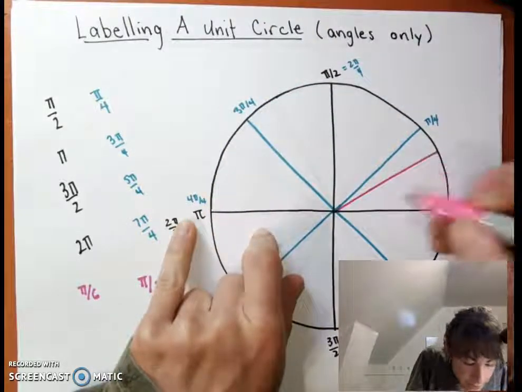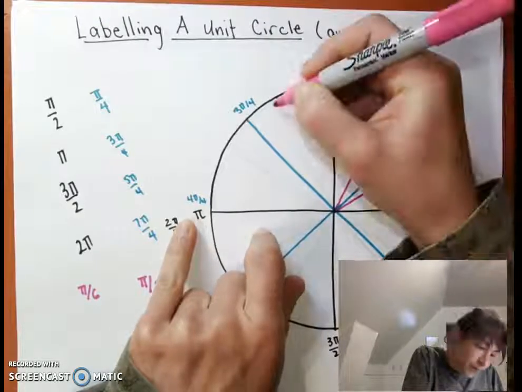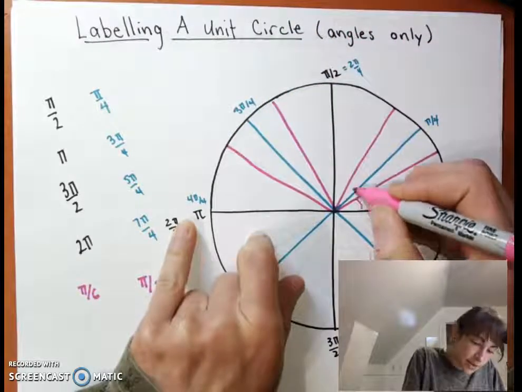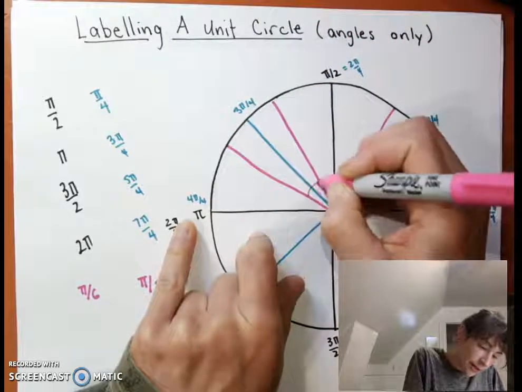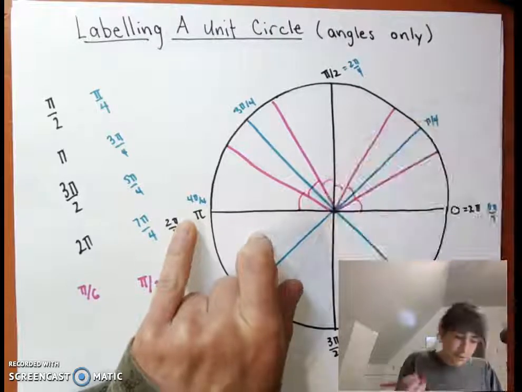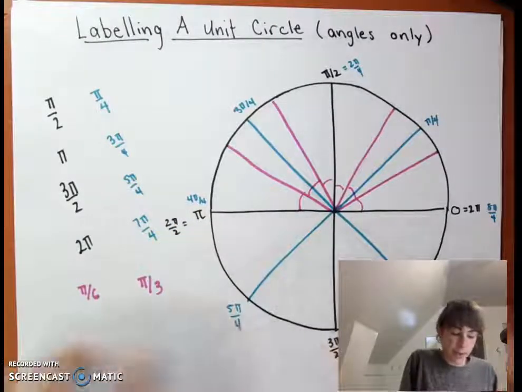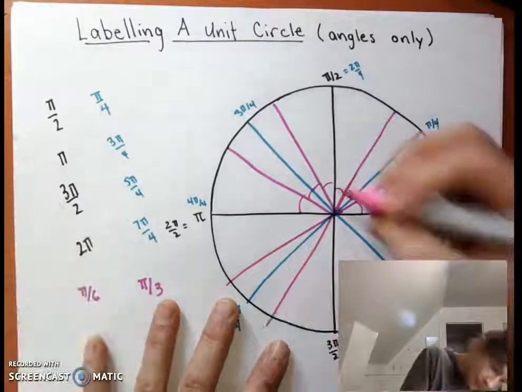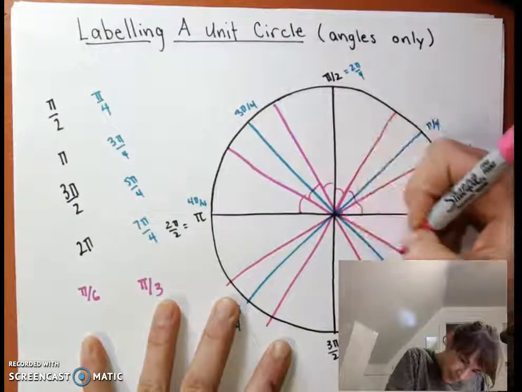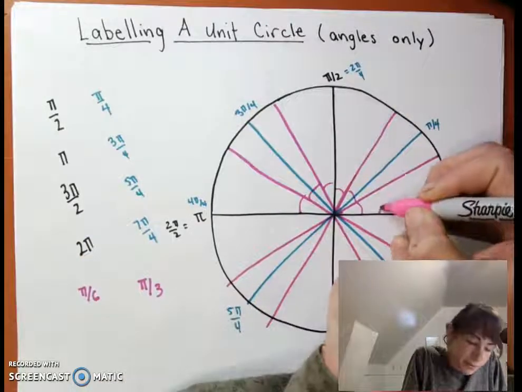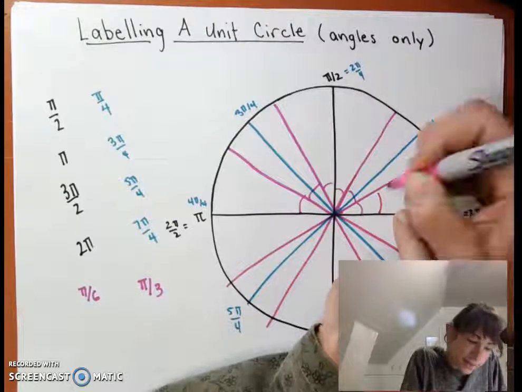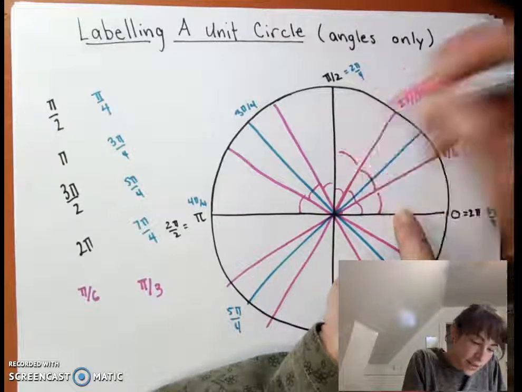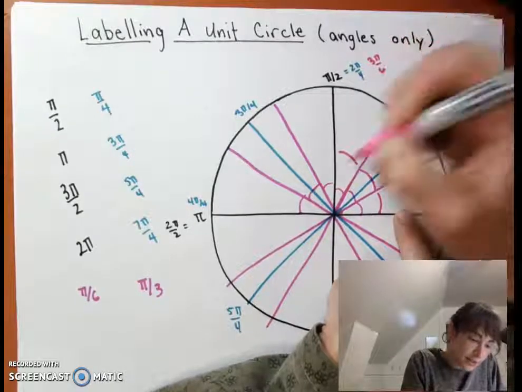So 1, 2, 3, 4, because this is 1, 2, 3, 4, 5, and 6. So 6 equal parts. I could do the same thing on the other side. So just by drawing these through, that tells me the first one is pi over 6. If I go to the next one, that's 2 pi over 6. The next one, 3 pi over 6.